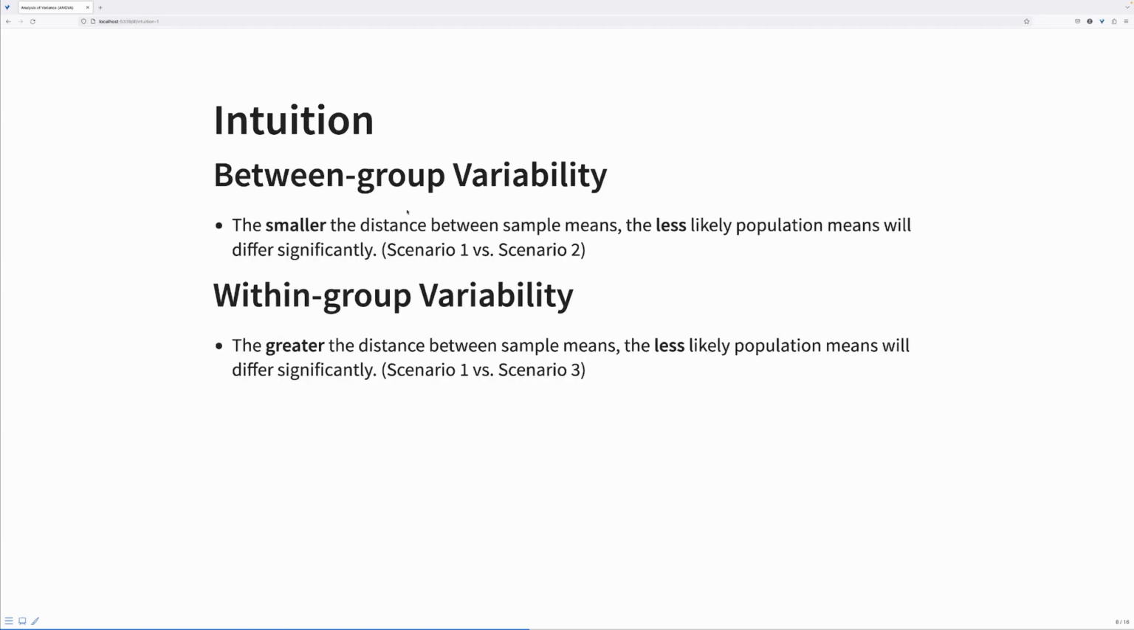So there are 2 variabilities. The first one is between group, the second one is within group. As we compare scenario 1 and scenario 2, we can see that the smaller the distance between the sample means, the less likely the population means will differ significantly. For the within group variability, as we compare scenario 1 and scenario 3, we can see that the greater the variability within groups, the less likely the population means will differ significantly.